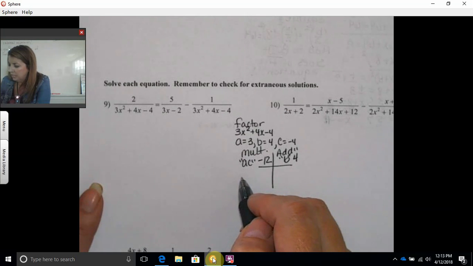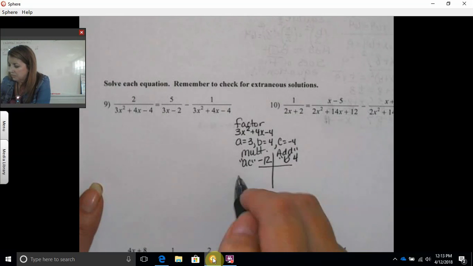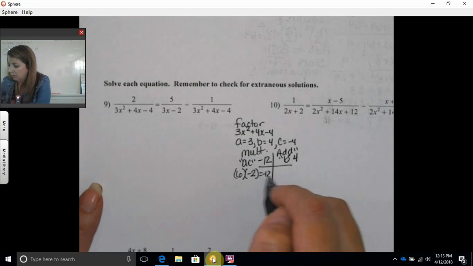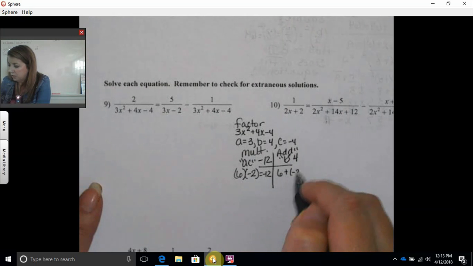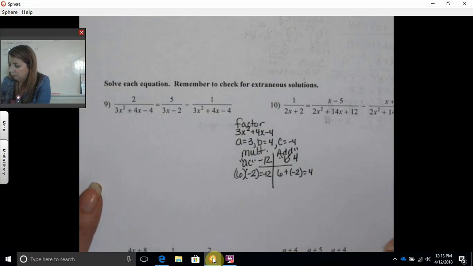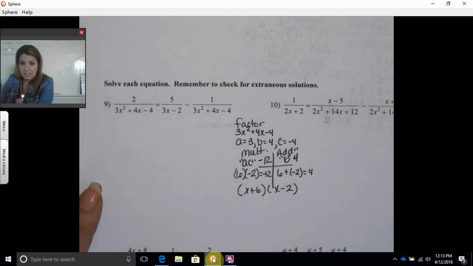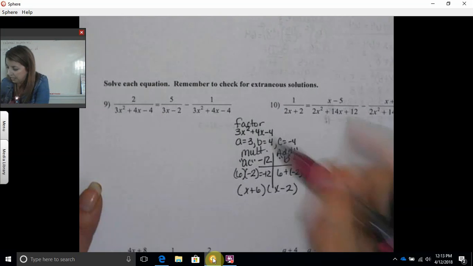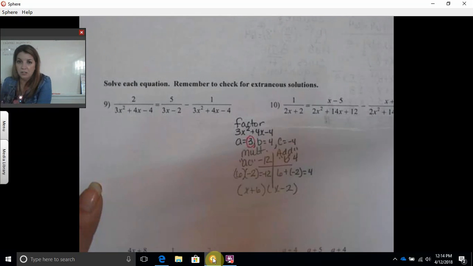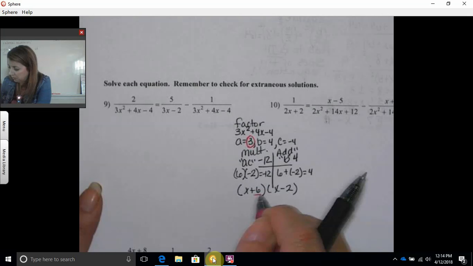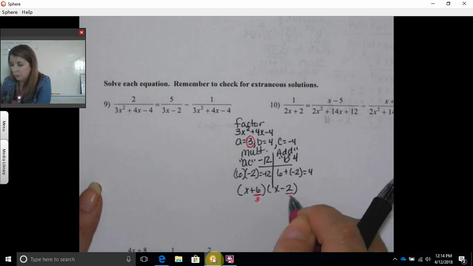I'm thinking positive 6, negative 2. Yeah, because that'll multiply to give you negative 12, and 6 plus negative 2 gives you positive 4. So our factors are x plus 6 and x minus 2. And will we need to divide and slide? Yes, because A is some number other than 1, right? So I'll try to divide. If I can't divide evenly, I will slide.